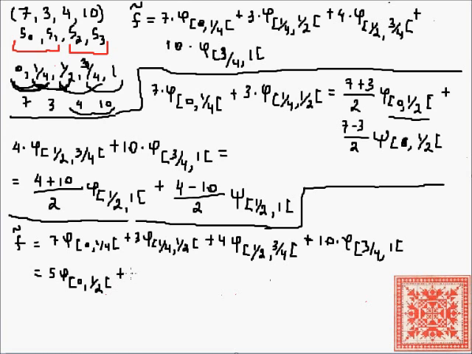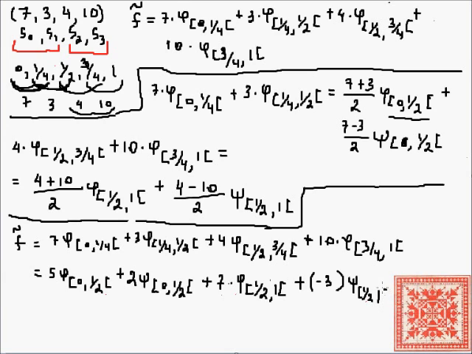plus 2, which is 7 minus 3 over 2, times psi from 0 included to half excluded, plus 7, which is 4 plus 10 over 2, times phi from 1 over 2 included to 1 excluded, plus minus 3, which is 4 minus 10 over 2, times psi from half included to 1 excluded.